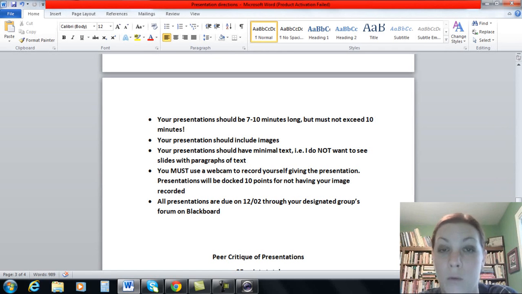Many images are owned by other individuals on the World Wide Web, so you must cite not only the sources that you use, but also the images. And of course, at the OWL at Purdue, there is a proper way to format for citing images that you find. Your presentation should also have minimal text. I do not want to see slides with paragraphs and paragraphs of texts.